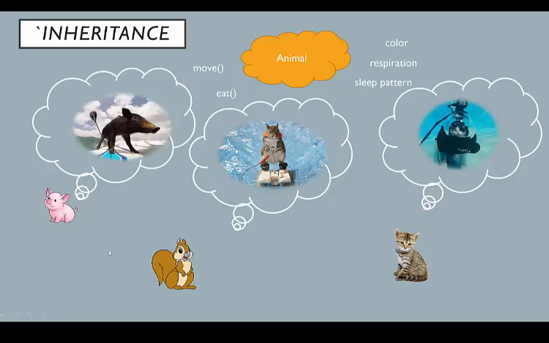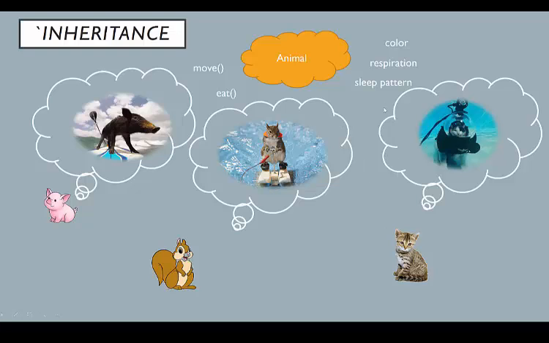So although all of these animals are unique, and we call them cat, and squirrel, and pig and so forth, they all inherit the same methods and the same properties. Rather than having to write color, respiration, sleep pattern for each individual one, and therefore repeating code that really resides in the main or the parent class, we can inherit those properties and those methods from the parent class.